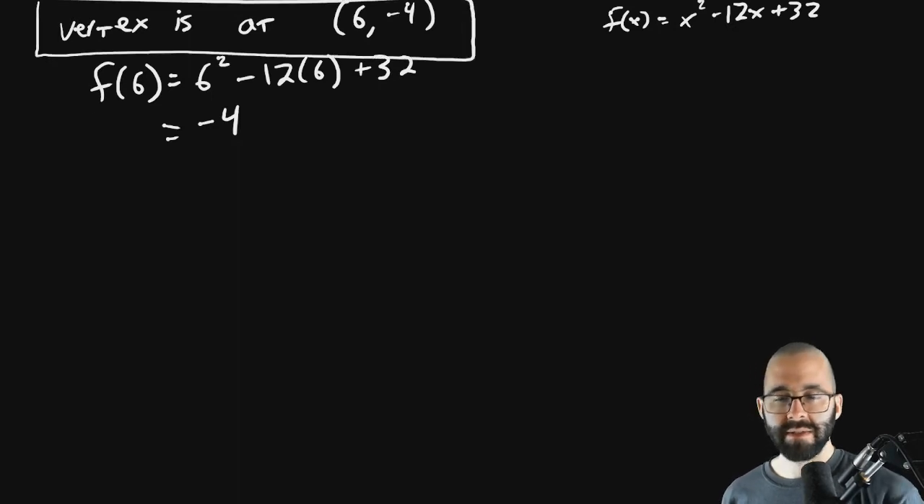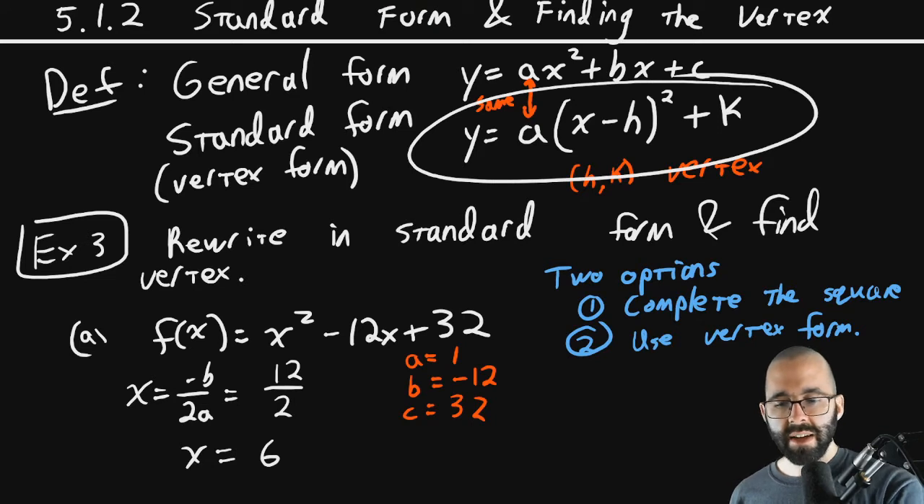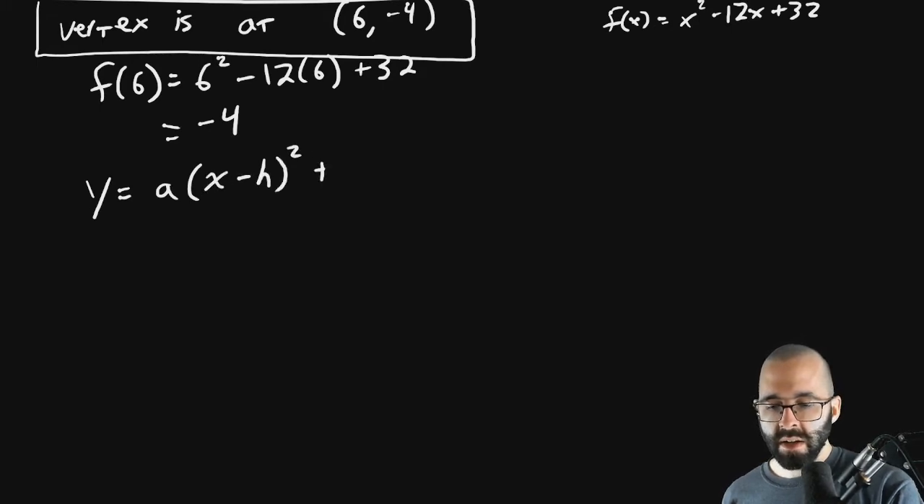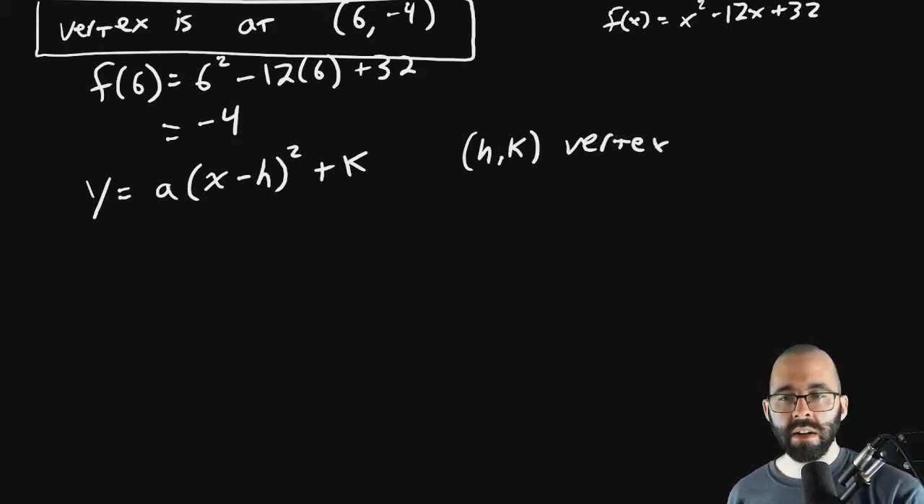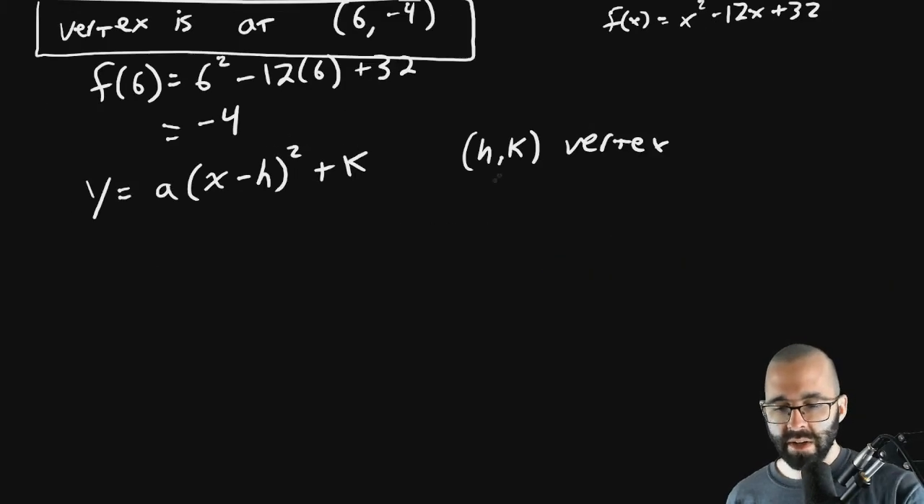We needed the vertex, but we also needed it in vertex form. All right. Vertex form is this. Let's copy that down as well. y is equal to a times x minus h squared plus k, where hk is the vertex. So we already know what h and k are here. All that's missing is a. But we already said what a was too. We already said a is equal to 1.